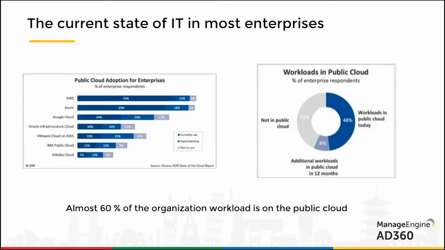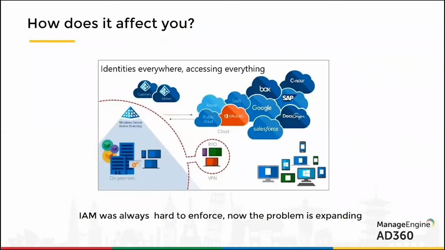On-premise and cloud. According to the statistics that were released in 2020, the majority of the data is split into two halves: half of the data is on on-premise infrastructures, and the other half, namely 48%, is on the public cloud. So almost 60% of an organization's workload can easily be assumed to be on a public cloud infrastructure like Azure Active Directory. So what does this mean to you? How does a hybrid infrastructure affect you as an organization, as an enterprise, or as an IT department?